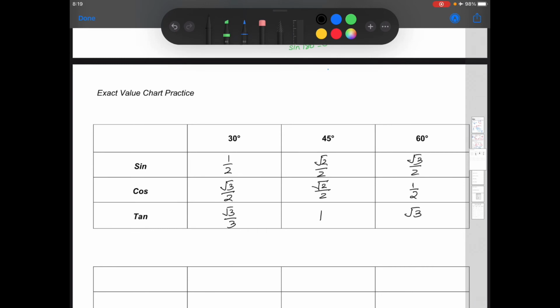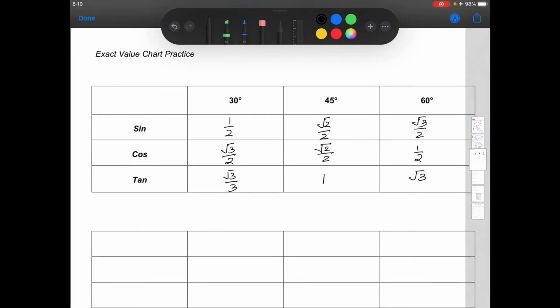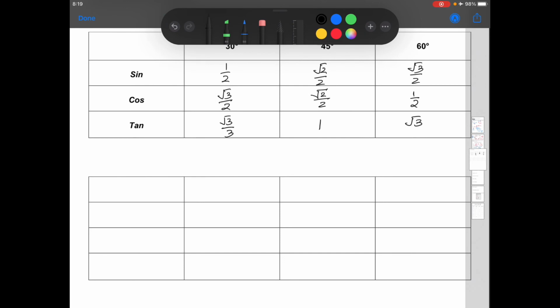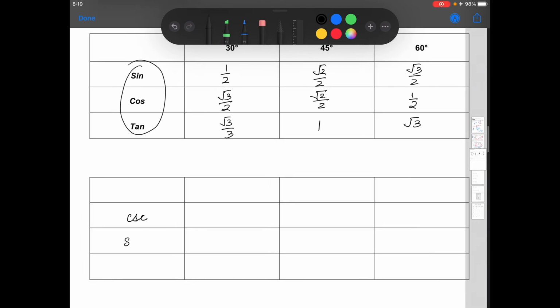So I filled up my special angles. You have to remember these, guys. And let's get started with the other. What I want to do in the bottom table is I want to do the same thing for the reciprocal functions of sine, cosine, and tangent. So the reciprocal of sine is cosecant, which we write as csc. Cosine is secant, and tangent is cotangent. And we're going to find the exact values for the same special angles, 30, 45, and 60.